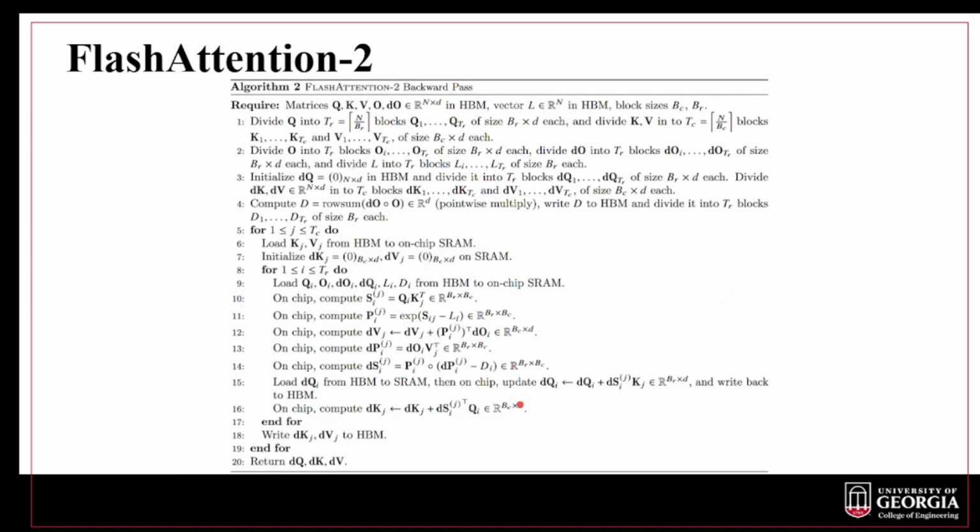Here is the backward pass pseudocode. Similarly to the forward pass, we divide them into blocks and update gradients step by step according to the attention backpropagation process. Same as FlashAttention 1, S and P are not stored. During these backpropagations, we recompute them using Q and K and the previously stored log sum exponential.